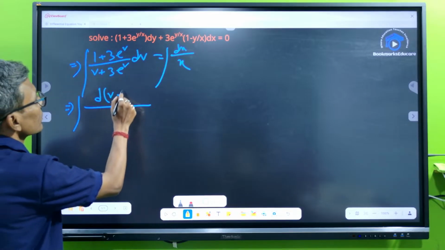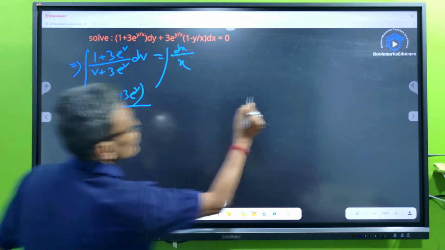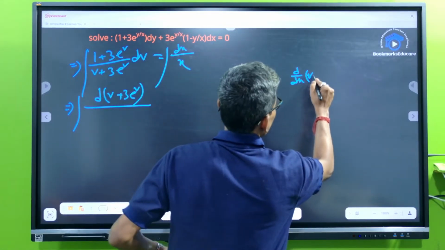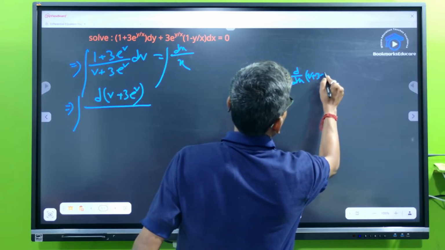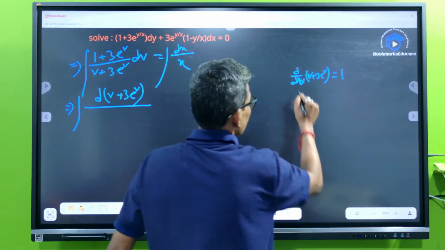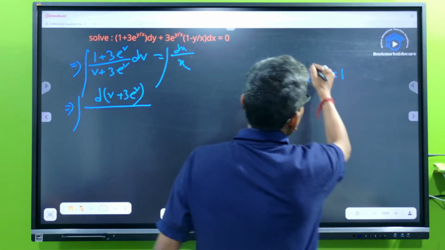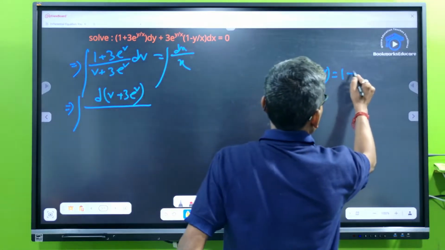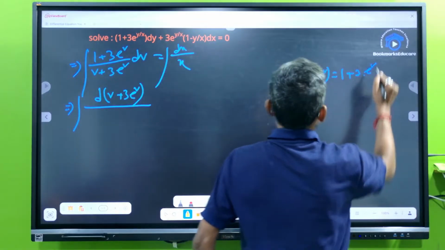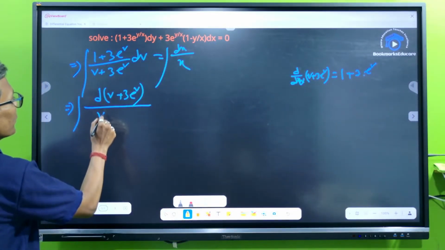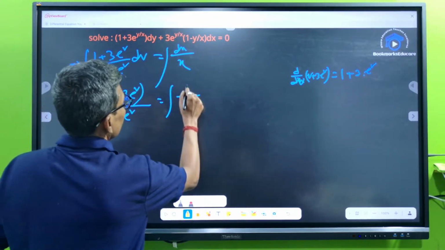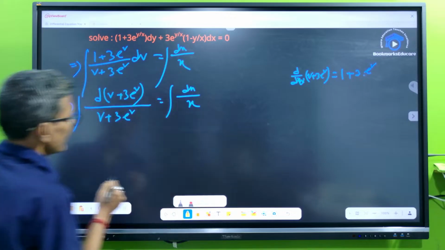Because d/dv of v + 3e^v is equal to d/dv of v plus 3 times d/dv of e^v, which means 1 plus 3 into e to the power v. So the integral of d(v + 3e^v) by (v + 3e^v) is equal to the integral of dx by x.